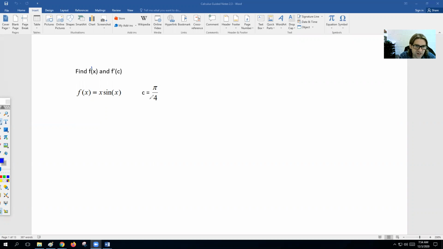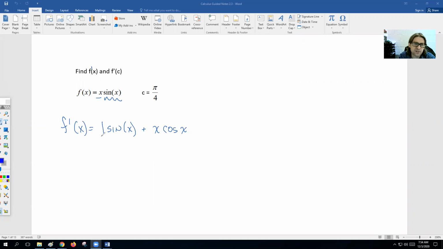And then what is f prime of c? What's the value of the slope plugged in at that point? So first thing we've got to do is find the derivative. We'll take the derivative of x, which is 1. We'll leave the sine of x alone, plus, now we'll leave the x alone, and we'll take the derivative of sine of x, which is cosine of x. So there's the derivative.